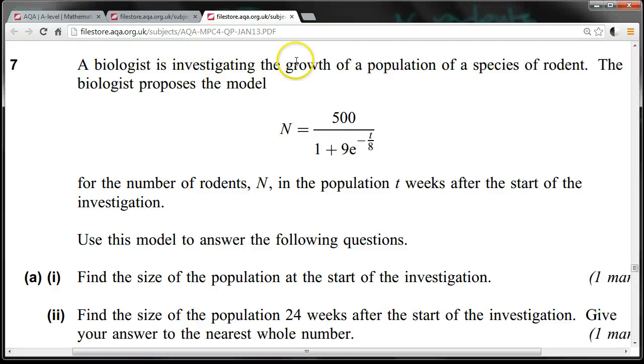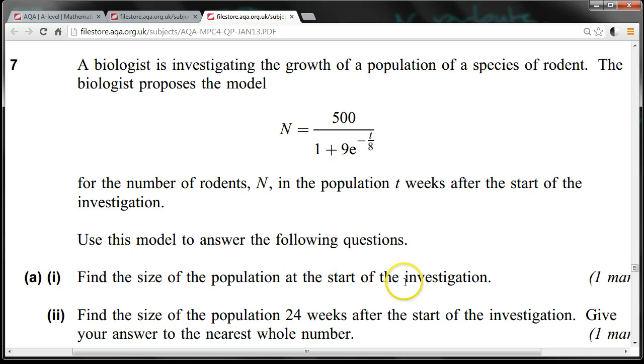A biologist is investigating the growth of a population of a species of rodents. The biologist proposes this model. N is the number of rodents, T is in weeks after the start of the investigation. So we need to use this model to answer these questions.